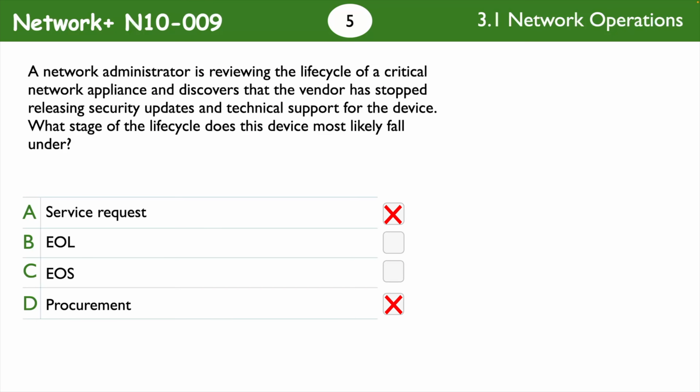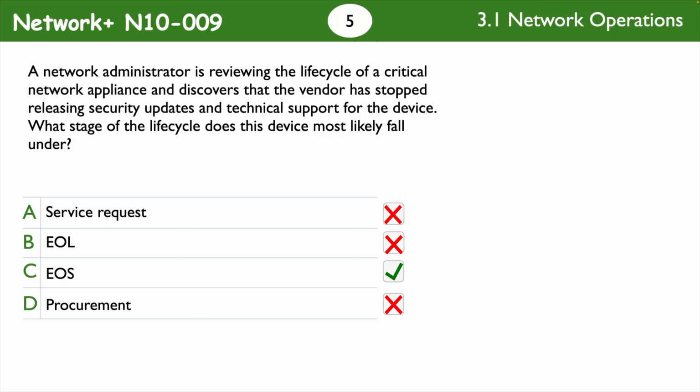And that is going to leave us with B or C. Now, these two are very similar, very, very similar. But the key phrase, stop releasing security updates, gives us the answer here. So we are going to rule out B, end of life, which is EOL. And that indicates the vendor has discontinued the production or sale of the device or product. However, it does not necessarily mean that the device or product is no longer receiving support. And that is super important to understand in this question here.